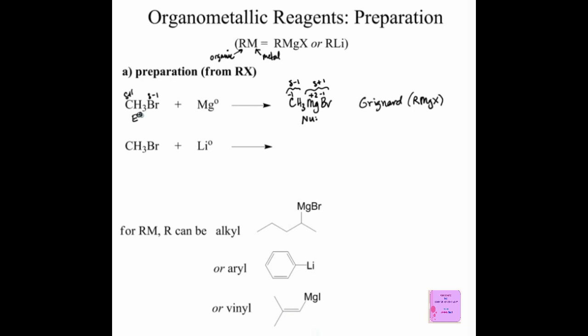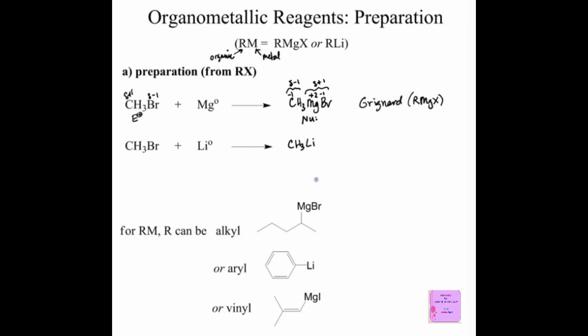Any carbon bearing a metal has negative charge character, anionic character. Okay, so the Grignard is one option. We get that when we react an alkyl halide with magnesium metal. If we did lithium metal instead, what happens is we do a halogen-metal exchange, and where we used to have the halogen, we now have a lithium.